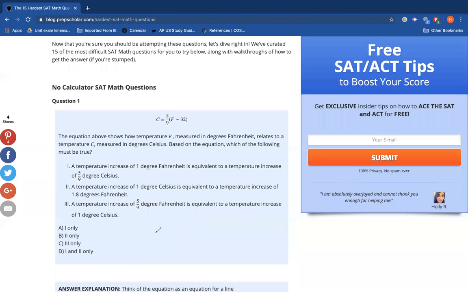And the last one doesn't make sense. If you look at it, for a temperature increase in 5/9 degree Fahrenheit is equal to a temperature increase. That just makes no sense.